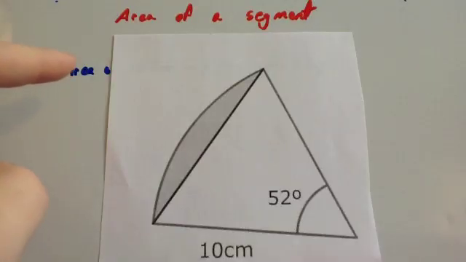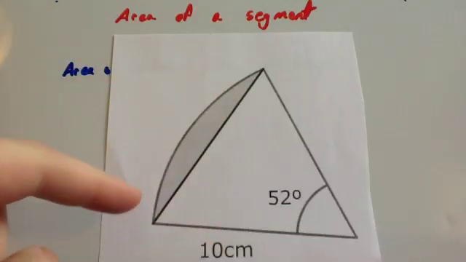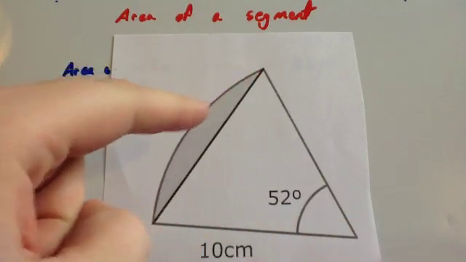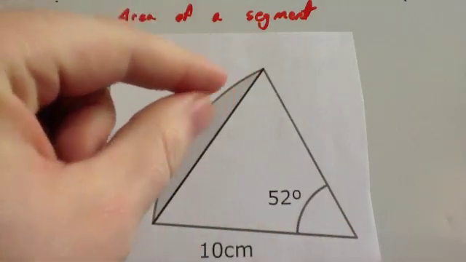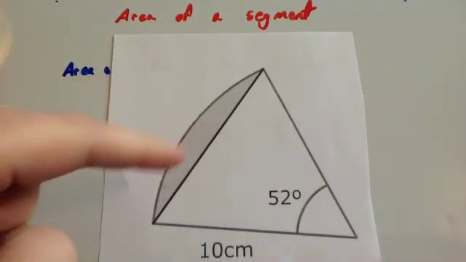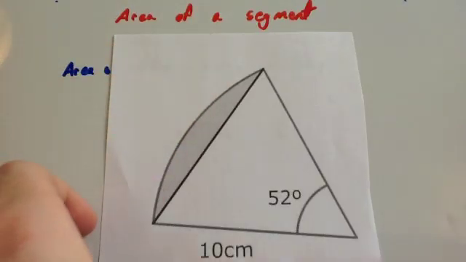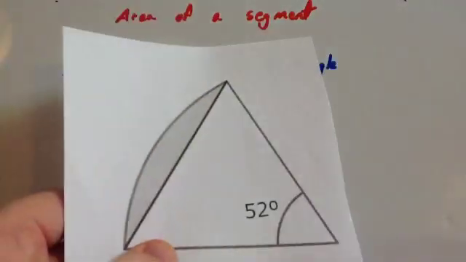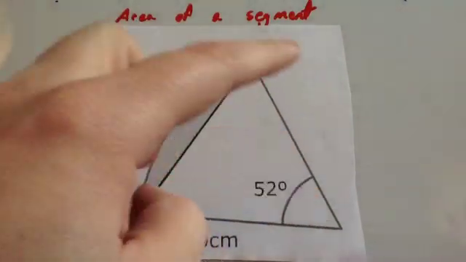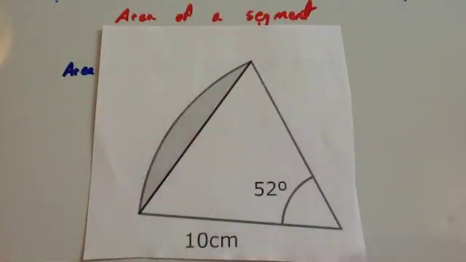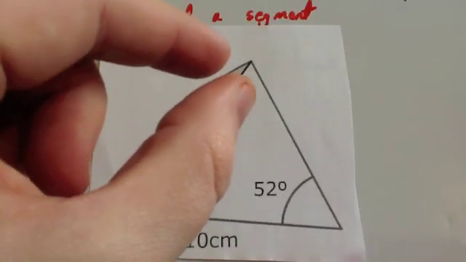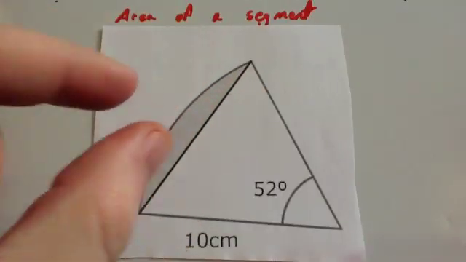In this video we're going to look at how to find the area of a segment. So here's an example. We've got a sector and we've got a segment shaded in grey, and we want to be able to work out the area of a segment like this. To do that, you're going to do the area of the sector subtract the area of the triangle. If you get the area of the whole sector and subtract the area of the triangle, you'll be left with the area of this segment.